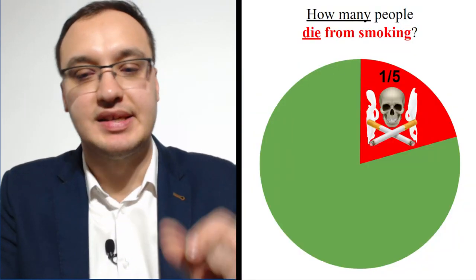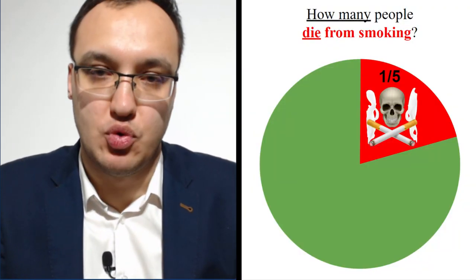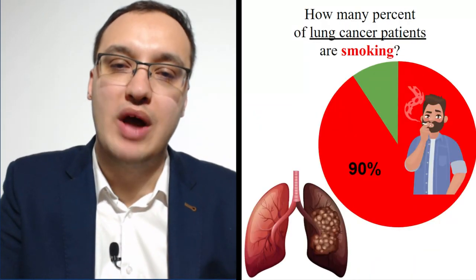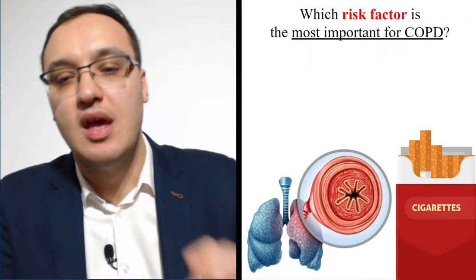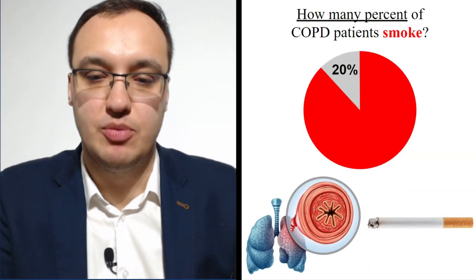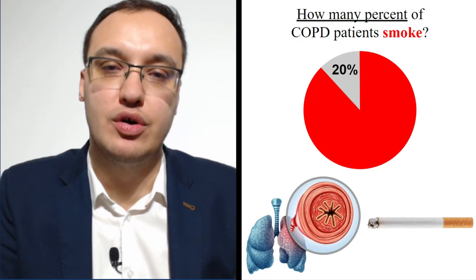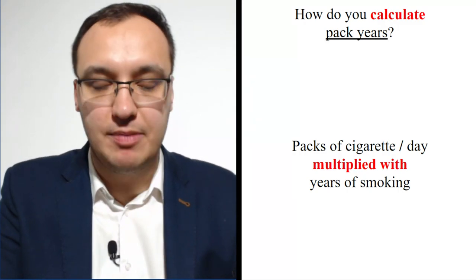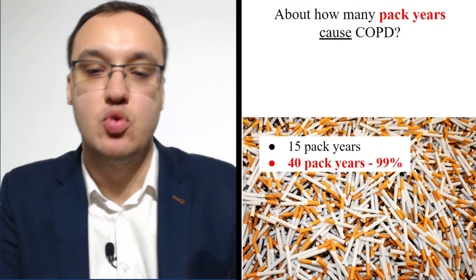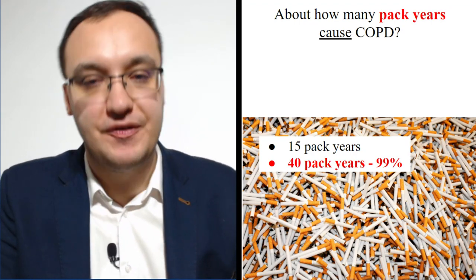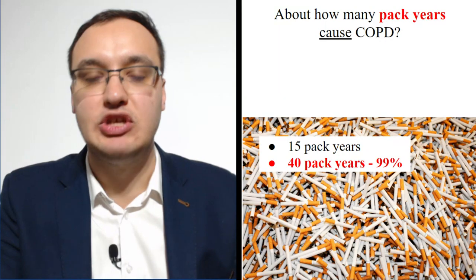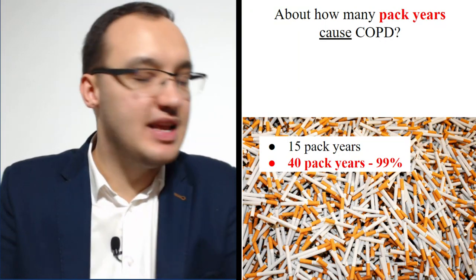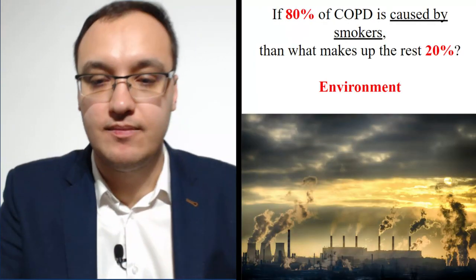Quick summary. Now let's go through this presentation very quickly. Just the important things. Statistics. 1 out of 5 die from smoking. Then we have lung cancer patients. 1 out of 9 people smoke. Risk factors. Most important risk factor for COPD. 80% are due to smoking. The pack years that you calculate is you take the pack per day times how many years you have been smoking. And then you get the pack years, more than 15 pack years, then you get COPD for sure. 40 pack years, then you get COPD almost 100%.